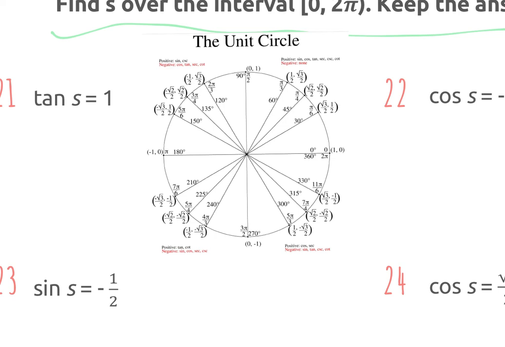So it would be positive 1 in this quadrant. It would be negative 1 in this quadrant. It would be positive 1 in this quadrant, and it would be negative 1 in this quadrant. So you can either write it all out or just know where you're looking.